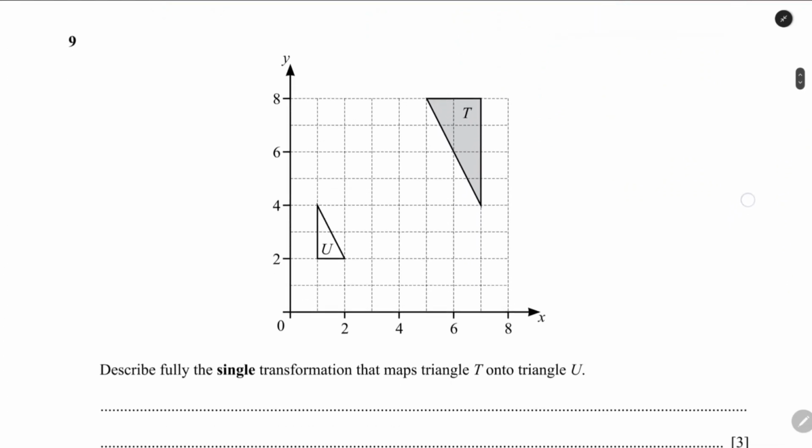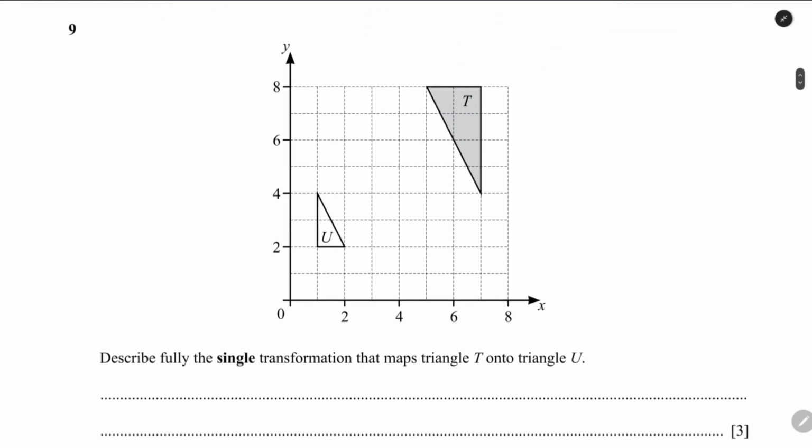Okay, now coming to this next question here. This question is a transformation. How did I know? The question says so. Describe fully the single transformation that maps triangle T onto triangle U. That means, how did triangle T suddenly become U? Now, there are a couple of things to notice here. In this particular transformation, the size has changed. The only form of transformation in which the size changes is an enlargement.